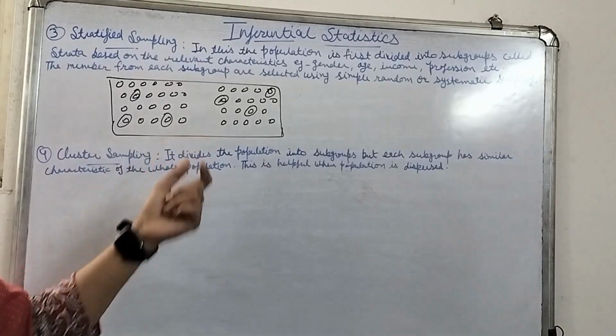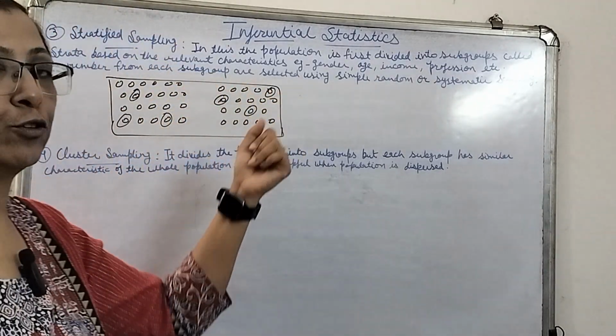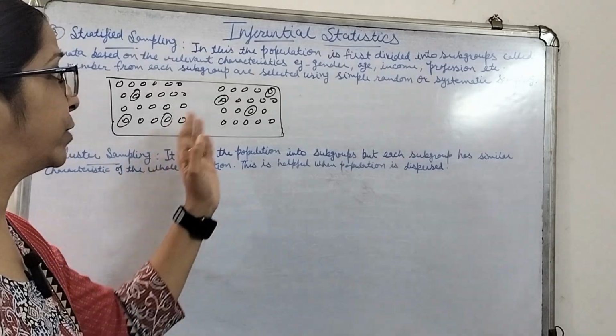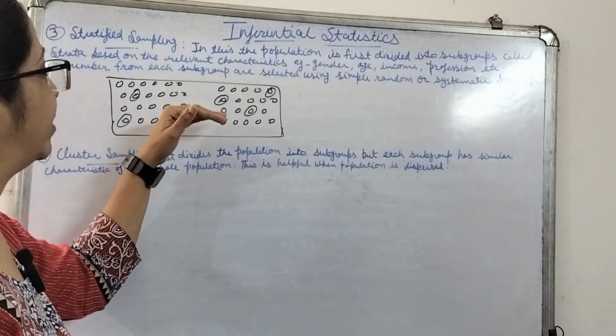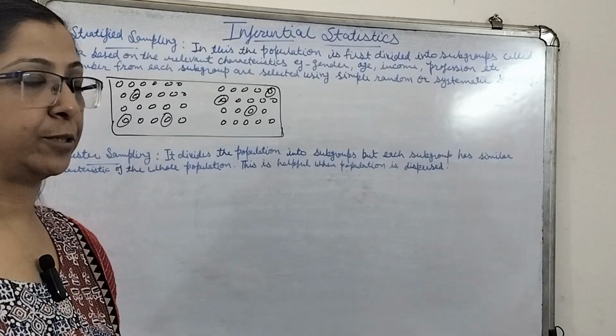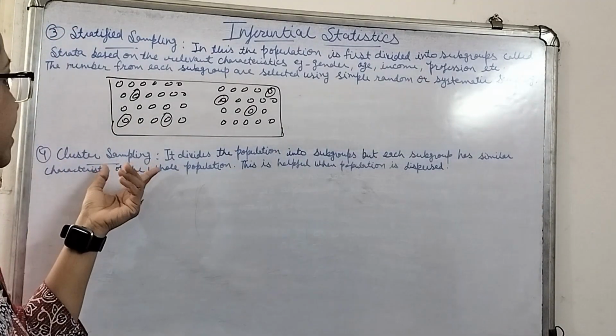So randomly we will be selecting the members, and then whatsoever procedure we have to follow, we will be following. If we have to find the mean, we will be finding the mean of this sample, and accordingly we will interpret for the whole population. So this is your stratified sampling. Now it is your cluster sampling.